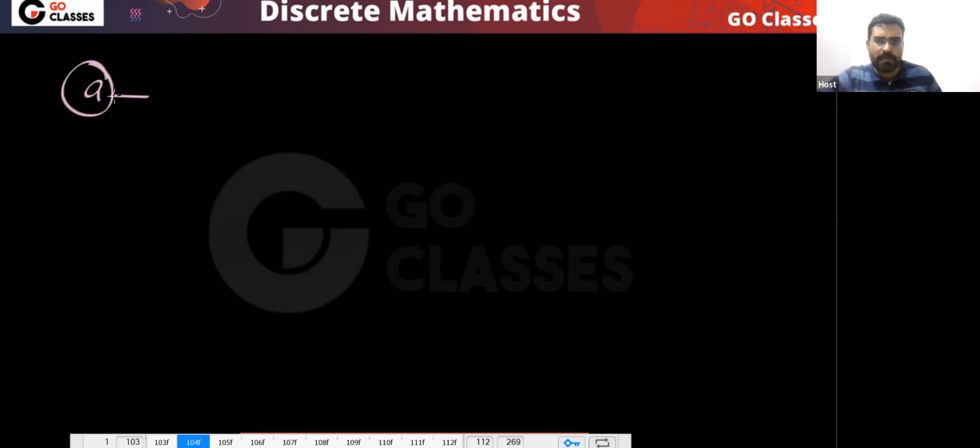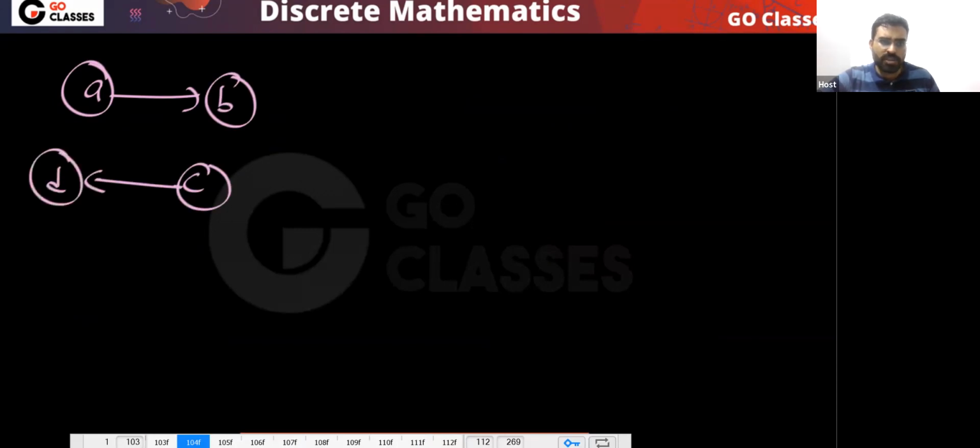Let's see this graph. A, B, C, D. What about this graph? This is not weakly connected, because the underlying undirected graph is disconnected. Remove the direction and you can notice the underlying undirected graph is disconnected. So this is not a weakly connected graph, and not a strongly connected graph either.